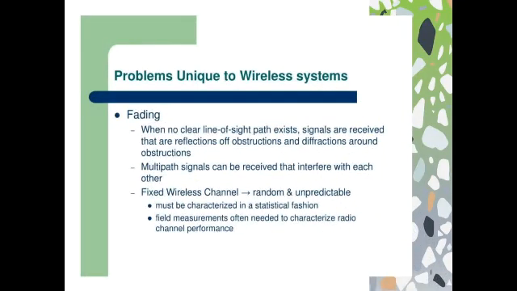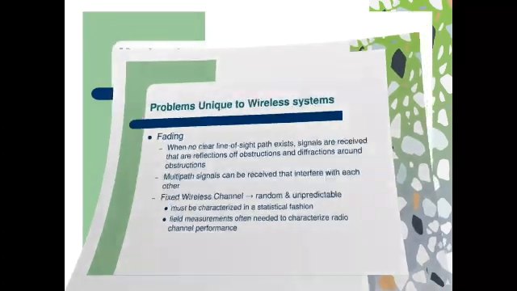Then fading. When no clear line of sight path exists, signals are received that are reflections from obstructions and diffraction around an obstruction. Multipath signals can be received that interfere with each other. Even with a fixed wireless channel, random and unpredictable fading happens. This must be characterized in a statistical fashion. Field measurements are often needed to characterize radio channel performance also. So fading is another important problem in wireless communication.